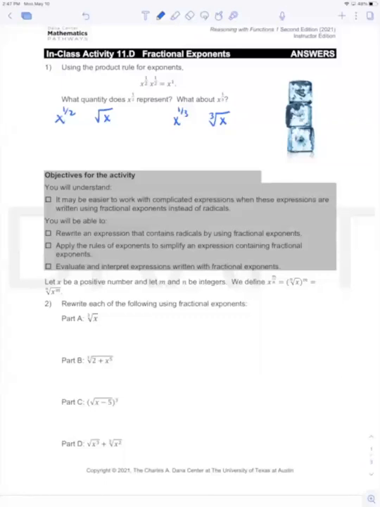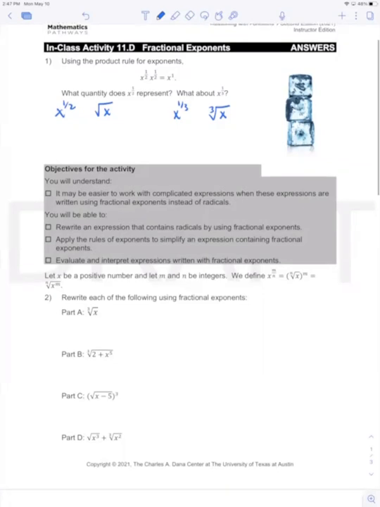Let x be a positive number and let m and n be integers. We define x to the m over n to be the nth root of x raised to the m power, which is equal to the nth root of x to the m power. Part 2. Rewrite each of the following using fractional exponents.